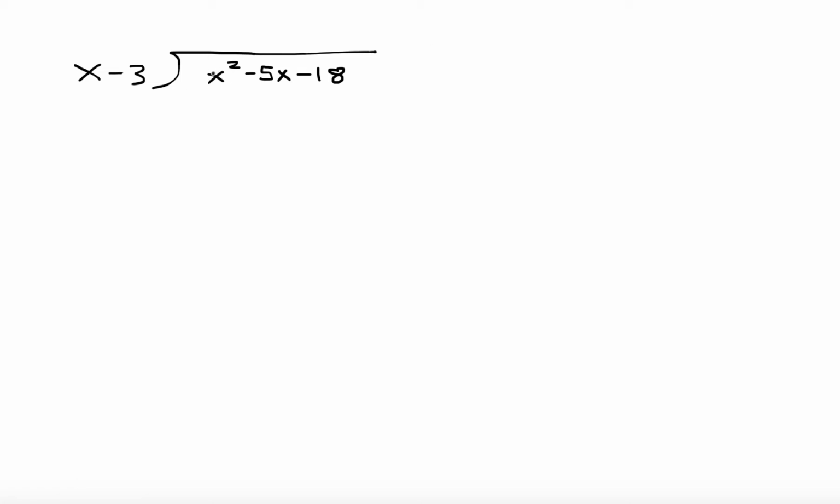All right, so here we want to divide these using long division. So the first thing we want to do is determine the first term in our quotient, right? What number goes up here?